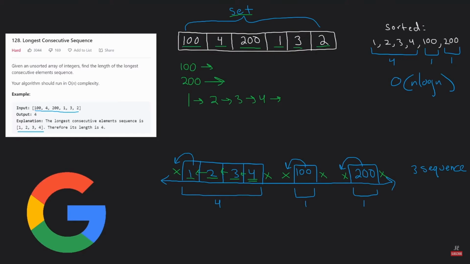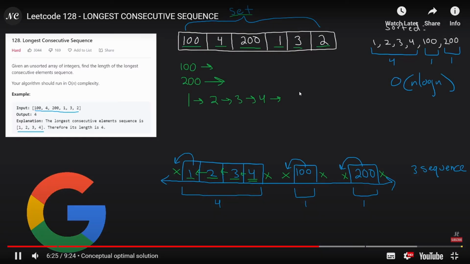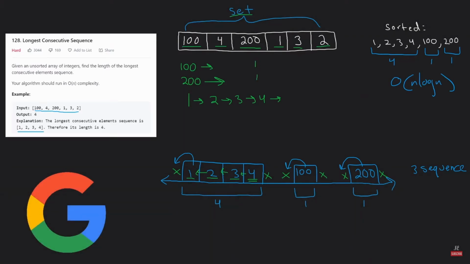So we went through the entire array. We created all the sequences we could. The first sequence is length 1. The second sequence is also length 1. The third sequence is length 4. So this is the longest sequence.